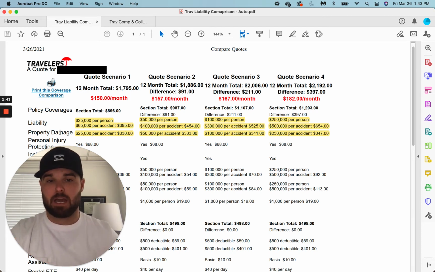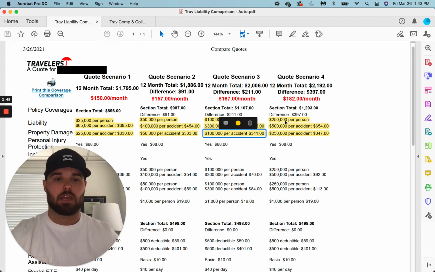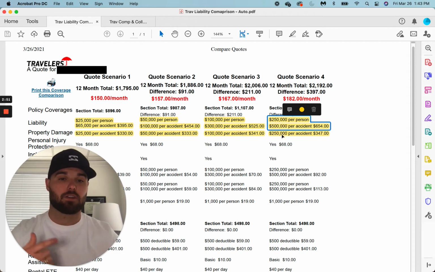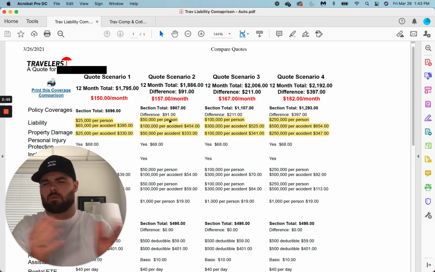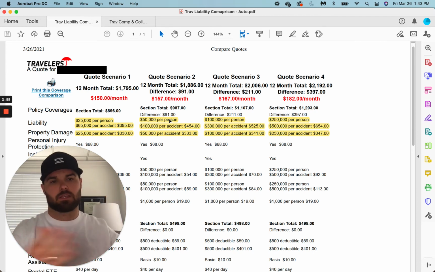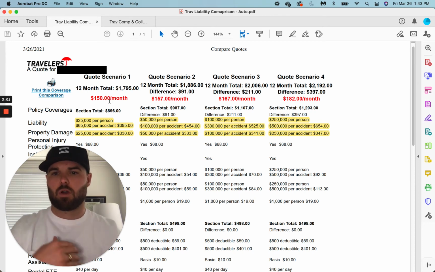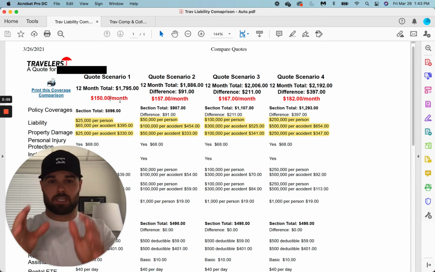The next limit up is $50,000, $100,000, $50,000. Then we go 100, 300, 100. And then 250, 500, 250. So there are numbers in between, but these are the most common numbers and the most common increments up in the state of Utah. So with state minimum, $150 a month for this particular quote. These are for two nicer vehicles, so it is a little more expensive.